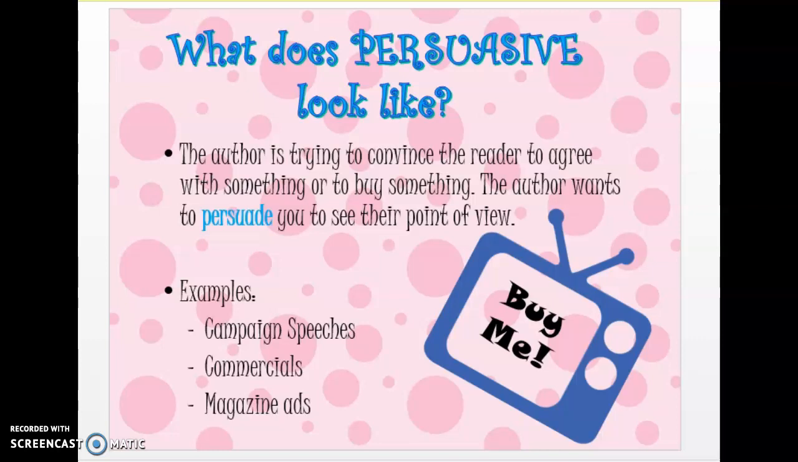The first example of author's purpose is persuasion. The author is trying to convince the reader to agree with something or to buy something. The author wants to persuade you to see their point of view. You're wanting them to change their mind or to agree with what you are saying. Some examples of persuasive writing may be campaign speeches, a commercial, a magazine ad.